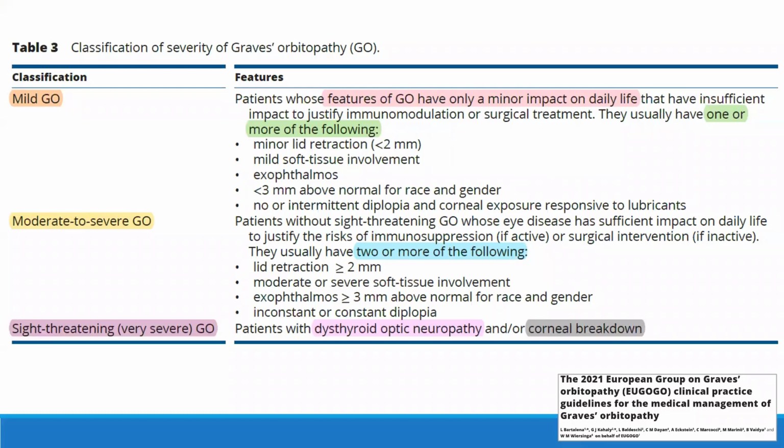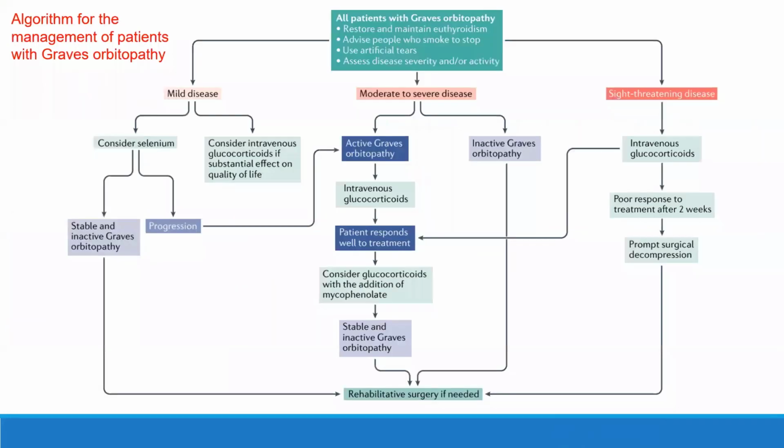Sight-threatening Graves' orbitopathy, this needs urgent referral to an ophthalmologist, this is thyroid optic neuropathy and or corneal breakdown. The management depends upon activity and the severity. And this algorithm just summarizes how to manage a patient with Graves' orbitopathy.